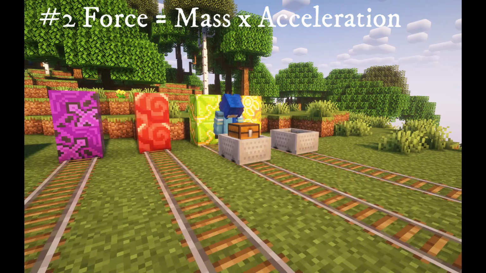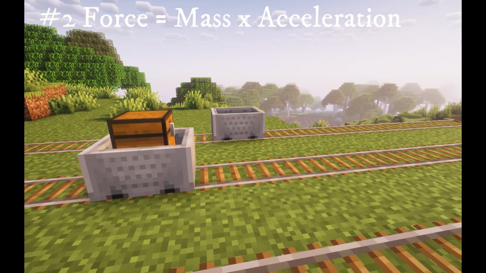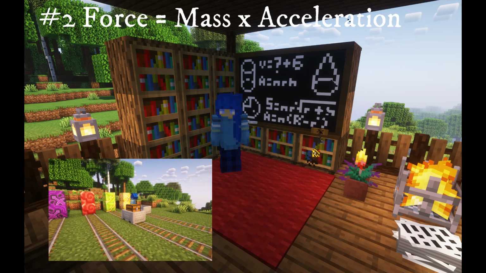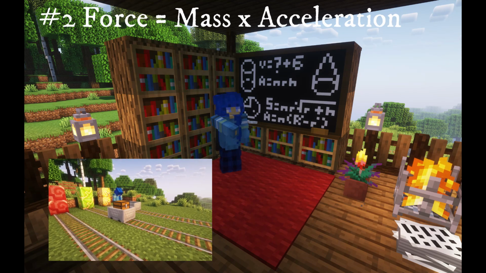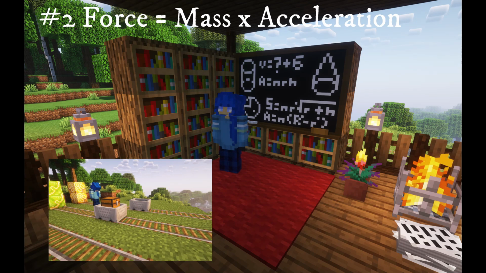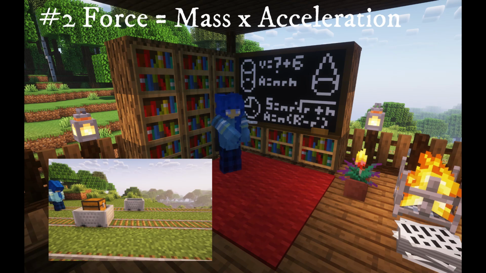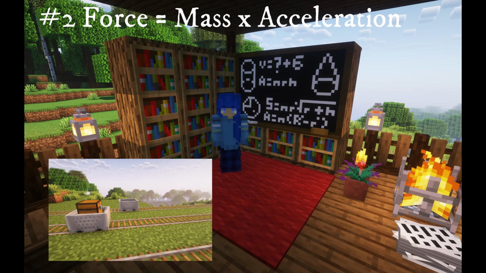So first, I have a minecart that is empty, and I have a minecart that has a chest in it. So it's heavier, it has more mass. So if I were to push the empty minecart, it accelerates very quickly. However, when I try to move the other one, the one that has more mass and is heavier, it's actually harder to move and it doesn't accelerate as fast. It needs more force for me to get it moving, so I have to push it more than I have to push the lighter one to get it moving as fast as the other one.